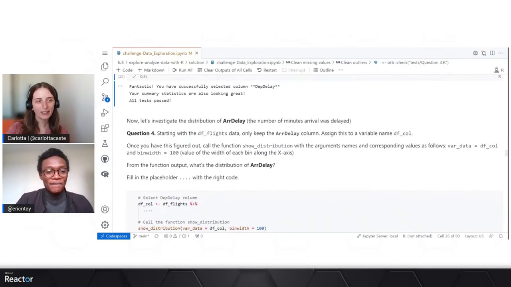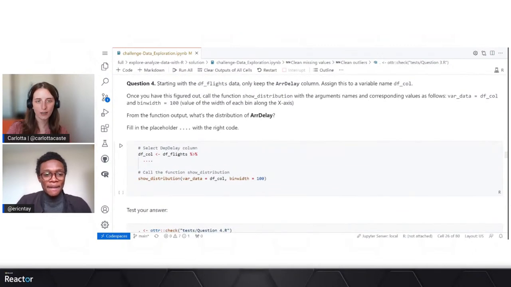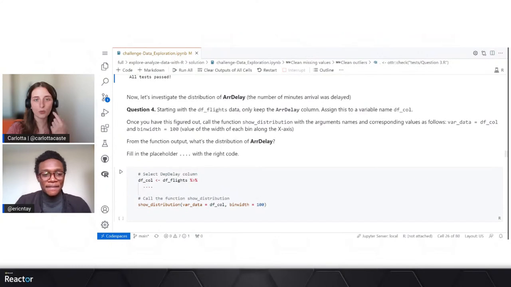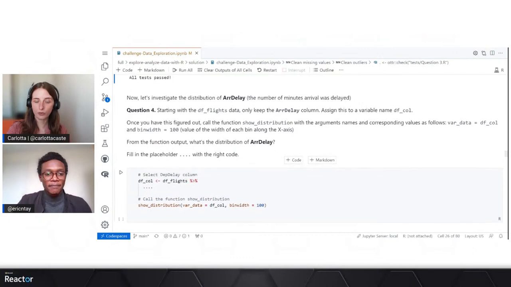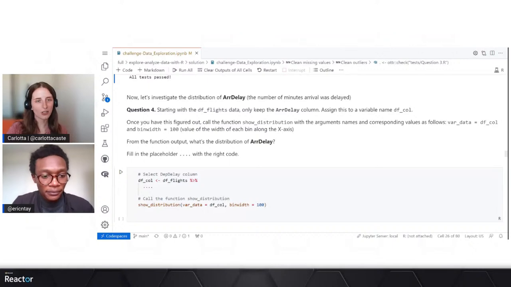Yeah, so good job so far. Moving to question 4, we want to apply the same function we just explained, the show distribution function, to our arrival delay column, the column with the number of minutes of delay of arrival of a flight, because we want to explore the distribution of the values for this column too. And since we just did it for the departure delay column, it should now be much easier to fill the missing space in this answer, right, Eric? Yes, you're totally right.